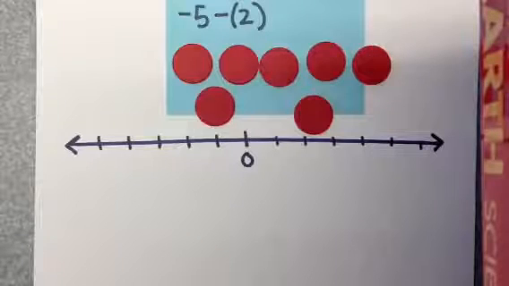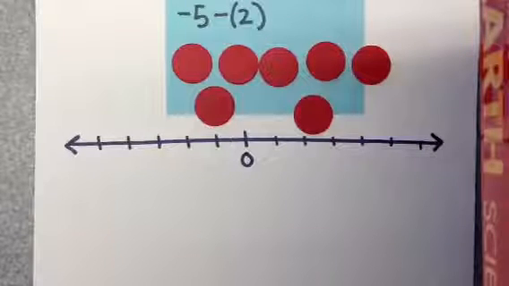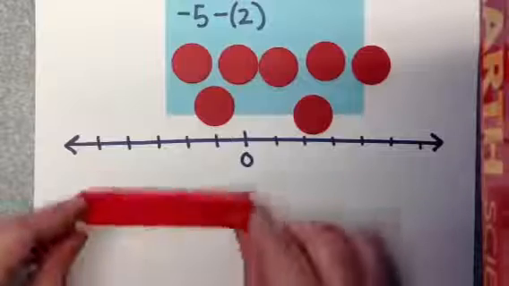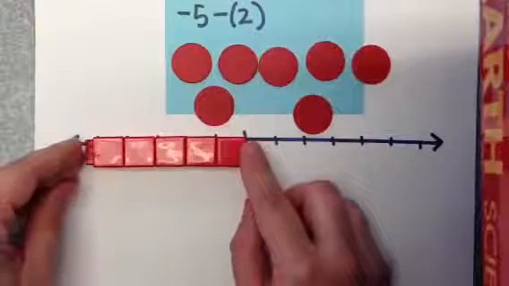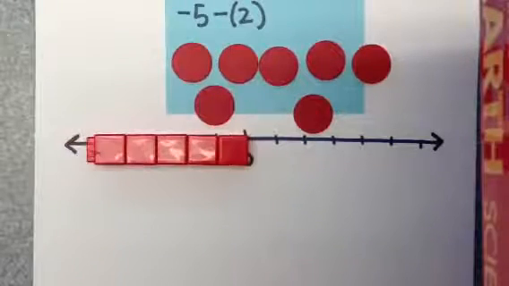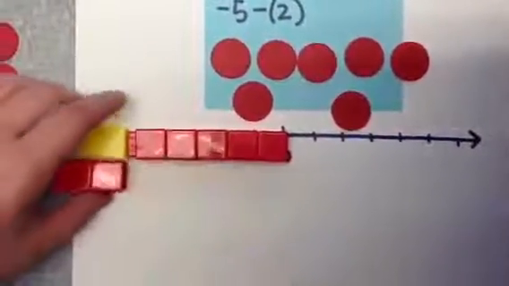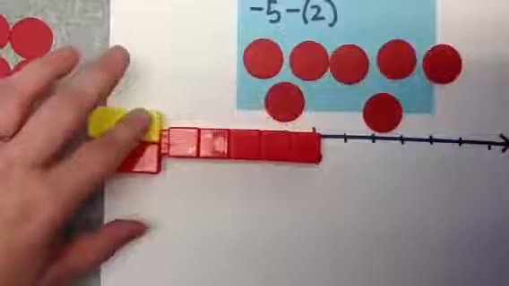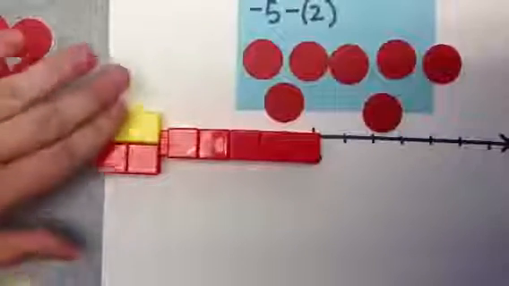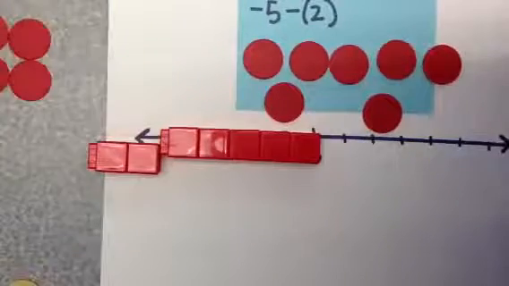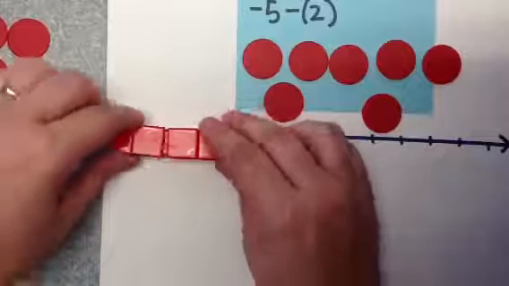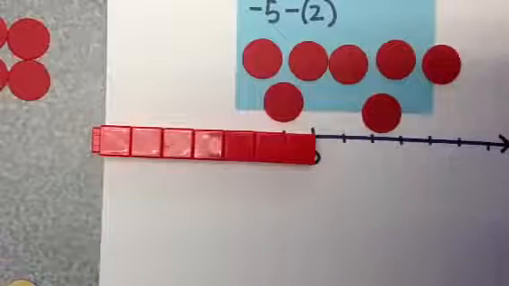What that looks like on the number line with the Unifix blocks is we start off with negative 5, and then we add 2 to make our 0 pairs again. We add 2 positives and 2 negatives. We're going to take away those 2 positives, and we're going to end up with 7 negatives.